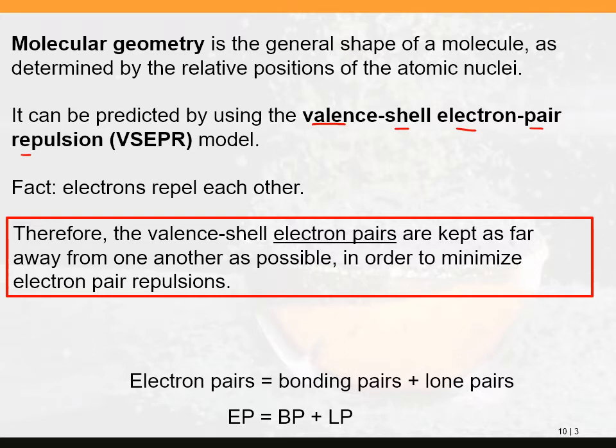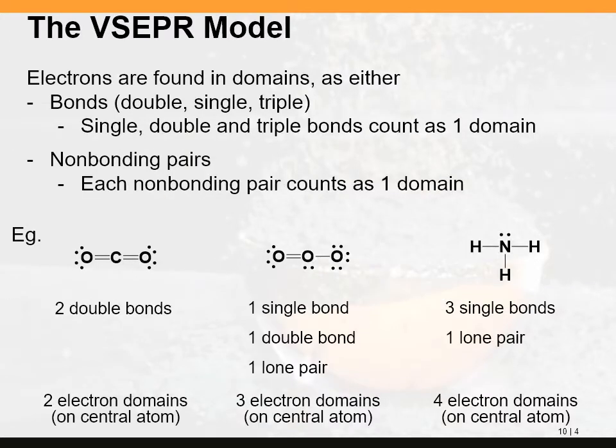Electrons are in the valence shell of atoms, either as bonding pairs or lone pairs, but they exist as pairs. They repel each other. As a result, they want to be as far as possible from each other to minimize repulsions. And in this discussion, when I say electron pair, I mean the combination of bonding pairs and lone pairs together, all of them. So when I say electron pairs from now on, it will mean the sum of bonding pairs and lone pairs.